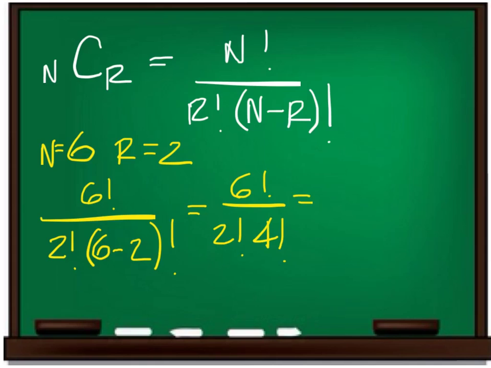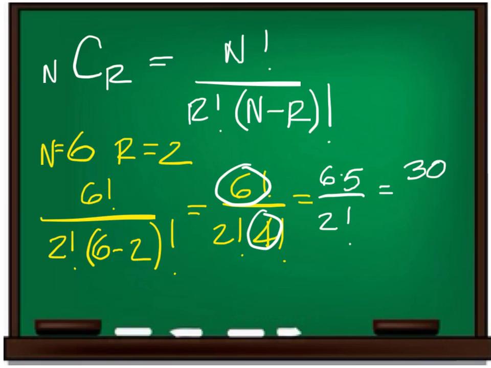From there you can simplify it however you want. If you want to type it in the calculator, fine. Or if you want to use the shortcuts from before, remember 6 minus 4 is 2, so you only need the first 2 items from 6 factorial. 6 times 5 leaves you with 2 factorial on the bottom. 6 times 5 is 30. 2 factorial is 2. So the answer would be 15.